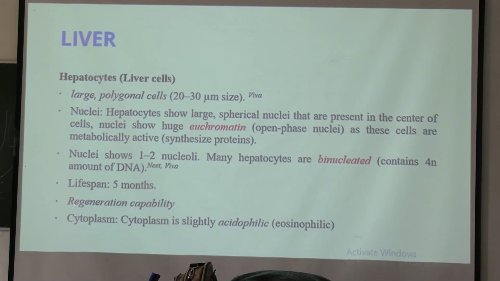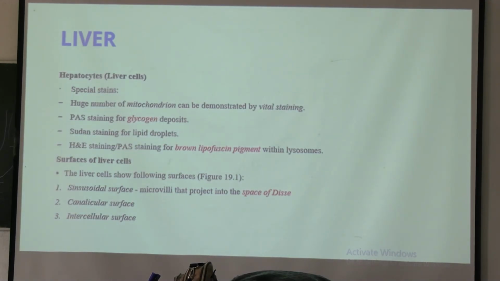Lifespan is 5 months. It has regeneration capability. The cytoplasm is slightly acidophilic, eosinophilic. Special stains show a huge number of mitochondria: vital staining, PAS staining, H&E staining, and brown lipofuscin pigment. The surface of the liver cell shows the following surfaces: sinusoidal surface, canalicular surface, and intercellular surface.